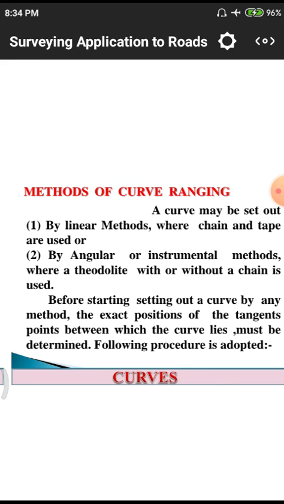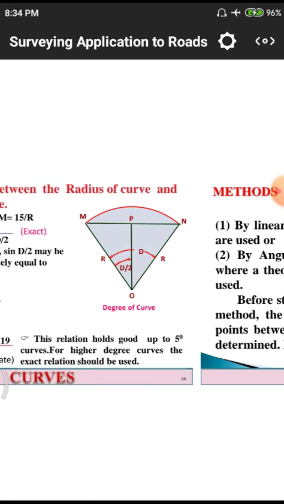Here we are using two methods. The first one is the linear method. The second one is the angular method. In these two methods, we have to fix the particular radius of the curve. Why? Because we only have two endpoints, that means the M point and the N point. From those two points, we need to draw the red line by using these two methods: the linear method and the angular method.